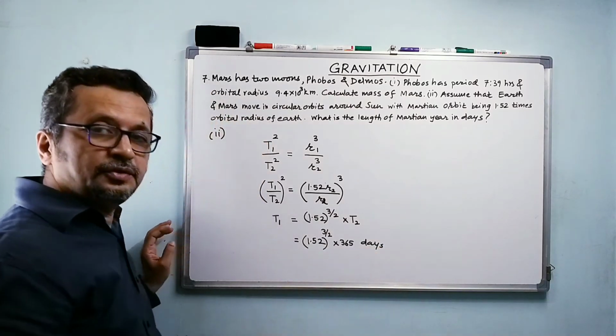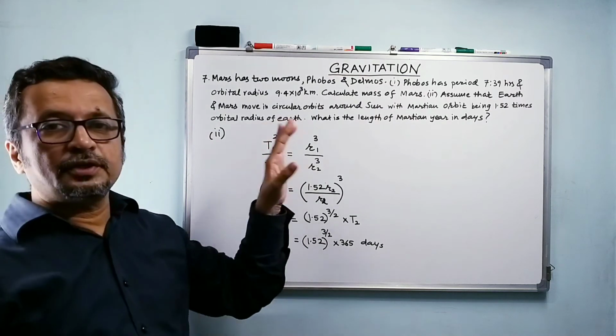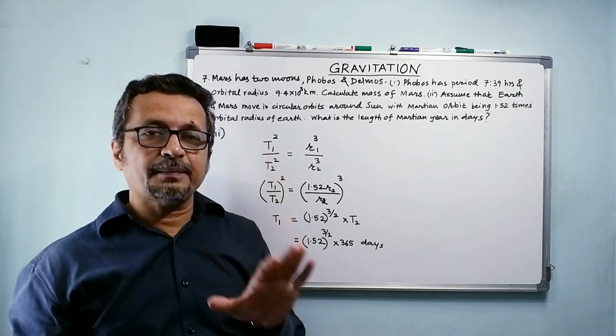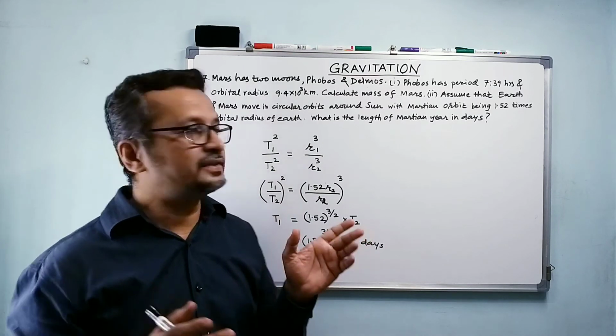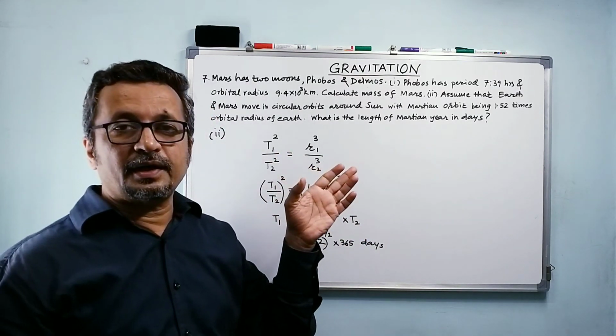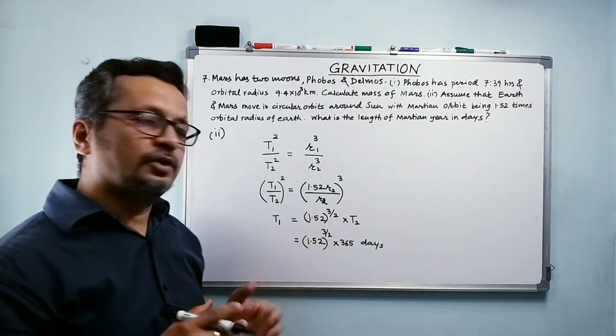This number you can calculate with your calculators, and that's how we do it. What we have done here is we have used Kepler's law. Okay, very simple. I have just taken T square proportional to r cube, and I just substituted. I took the ratio and I got my answer.